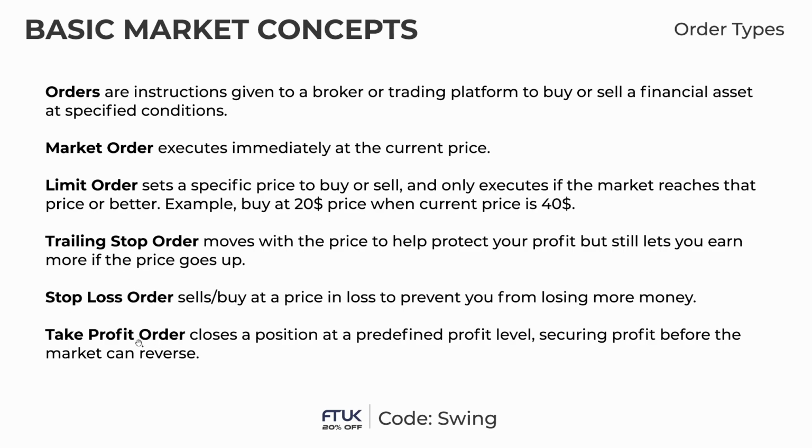Then we have a take profit order. This is a type of order which helps you secure your profit. So let's take that previous example again. You made your analysis that an asset is going to go to $20. So you place your take profit order at $20 and your trade will automatically close at the $20 price area, right?